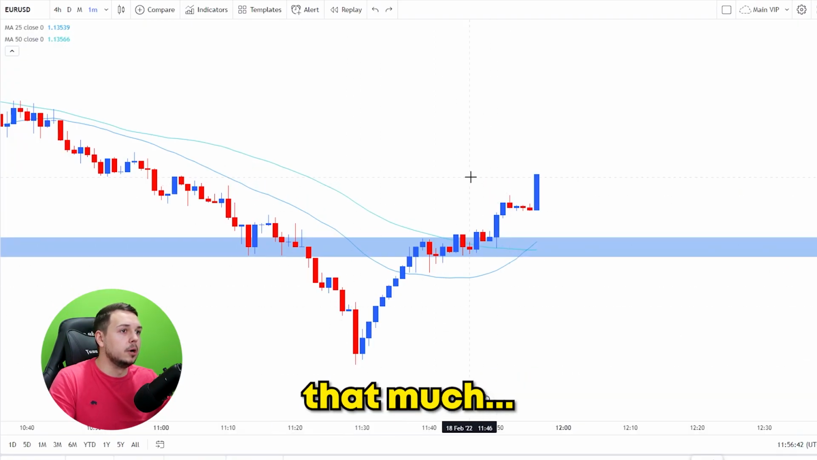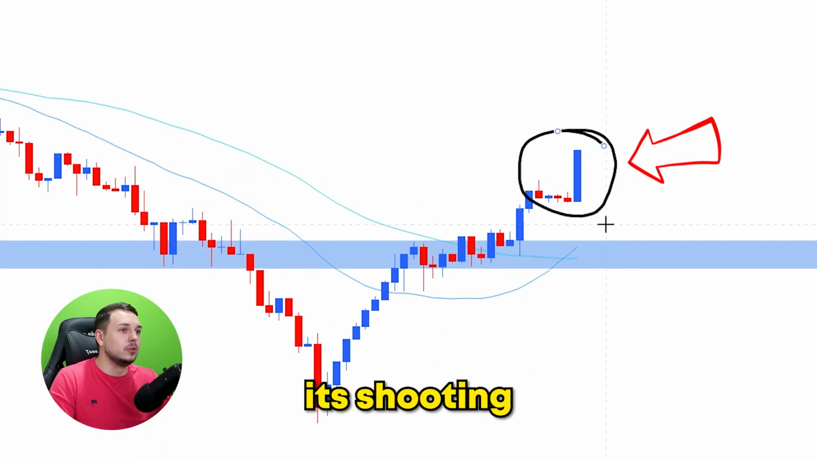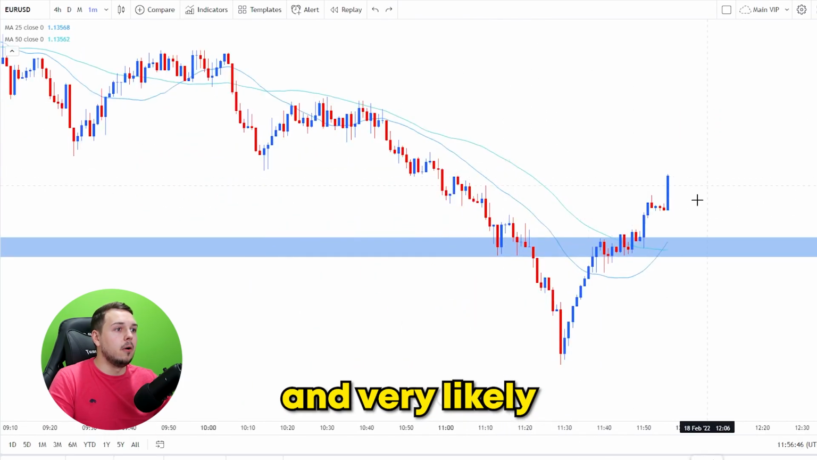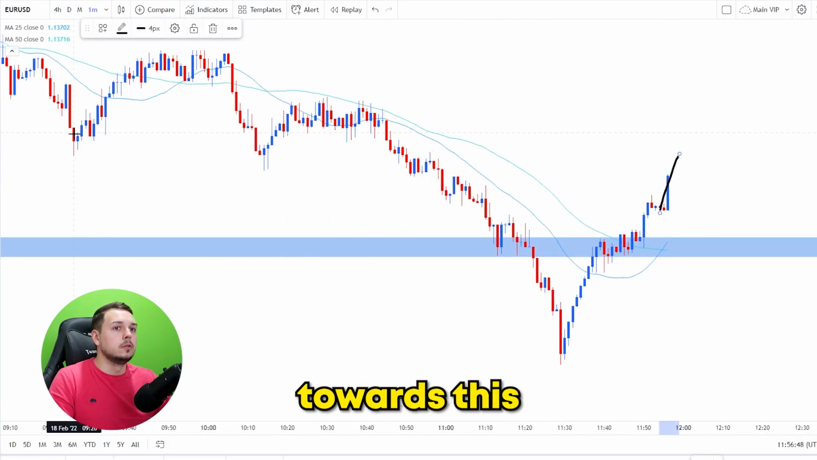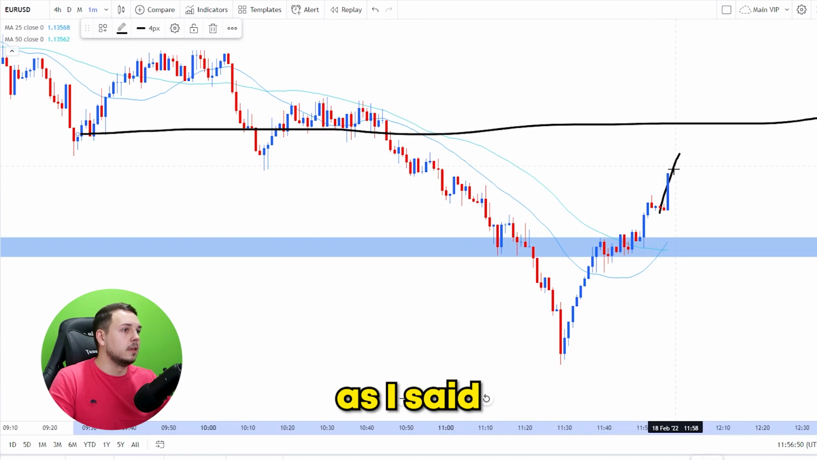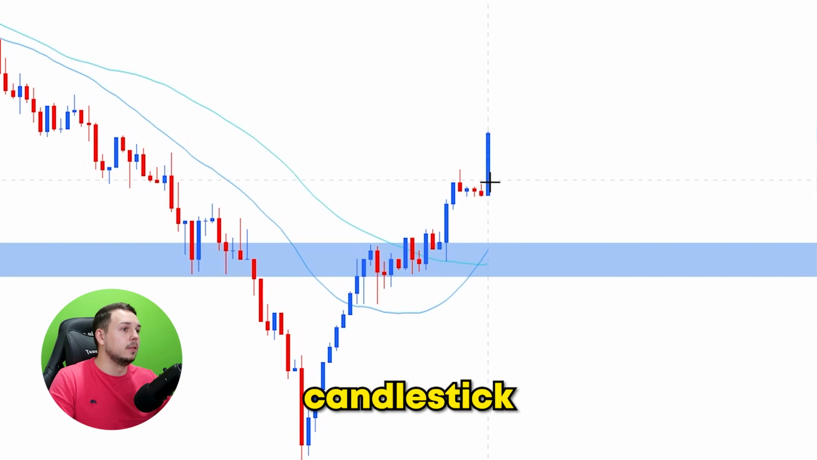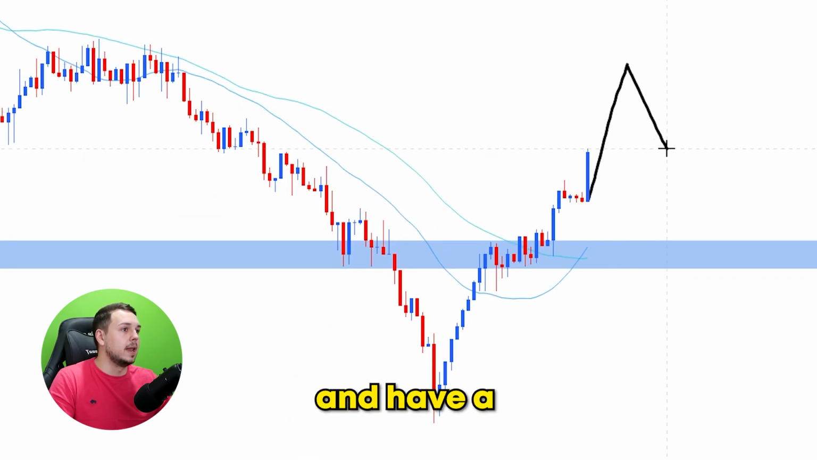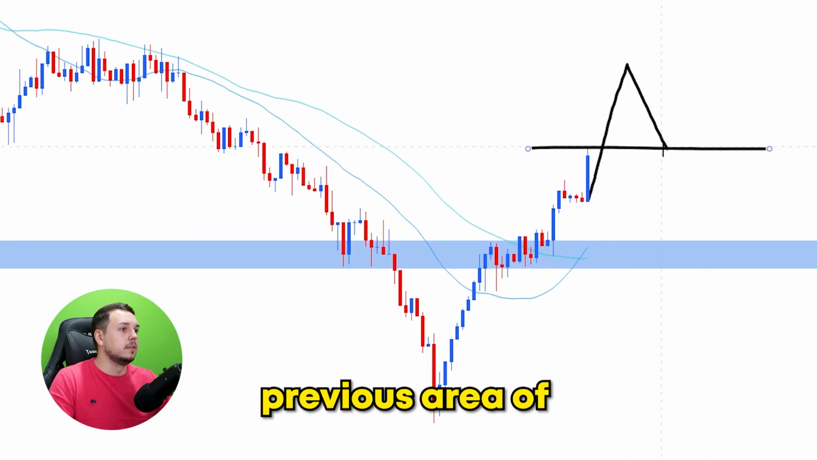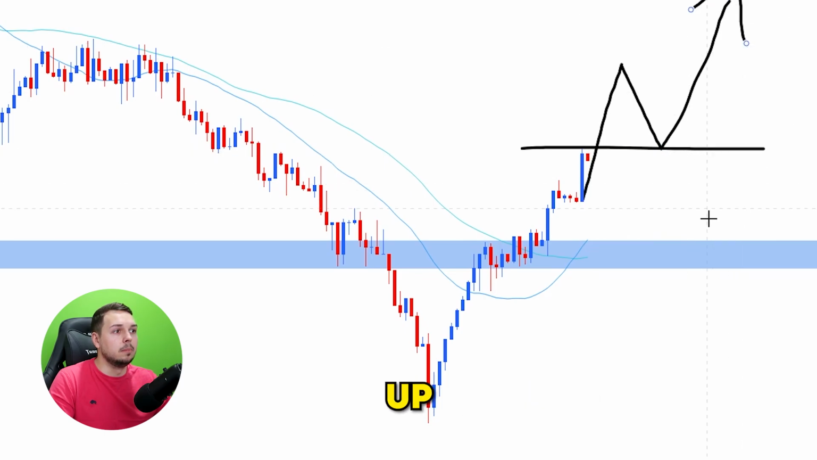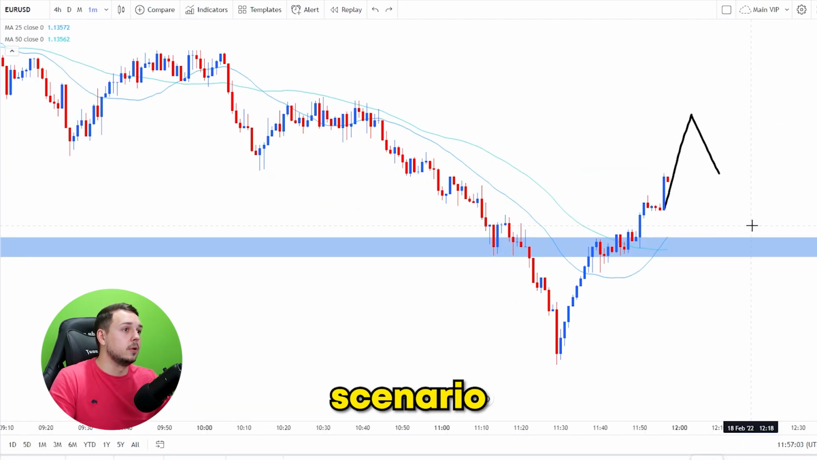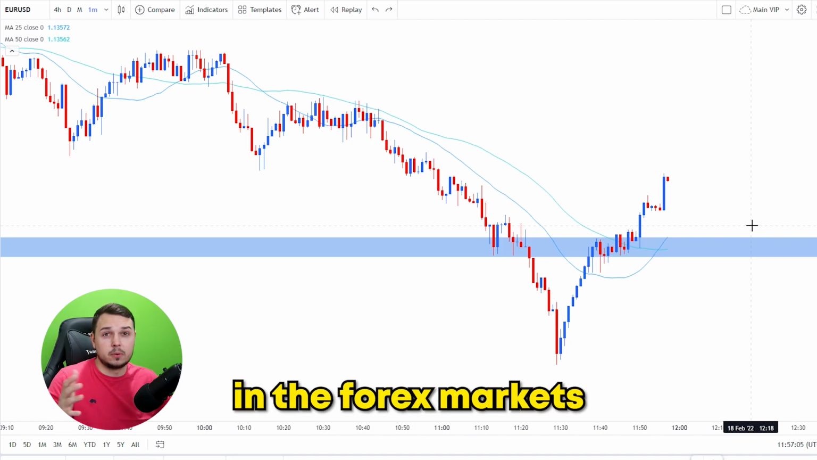I'm not going to risk that much, but as you can see, it's shooting towards the upside, and very likely it's going to continue moving up towards this area zone, as I said. So maybe a push, exhaustion push, or it's going to have a big candlestick over here, push straight away and have an exhaustion, previous area of sensitivity, and continue moving up. This is the probable scenario that I see most of the time in the forex market.